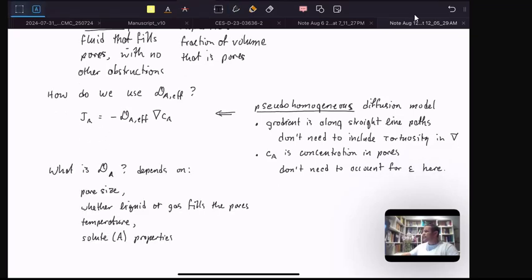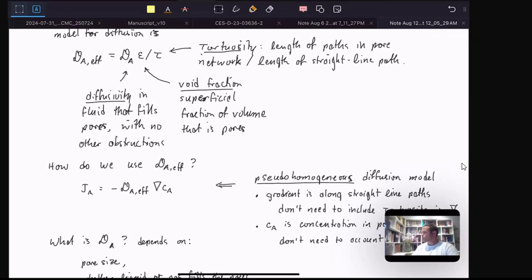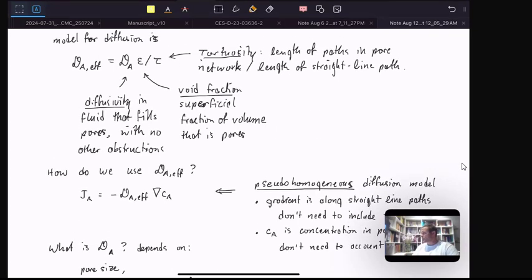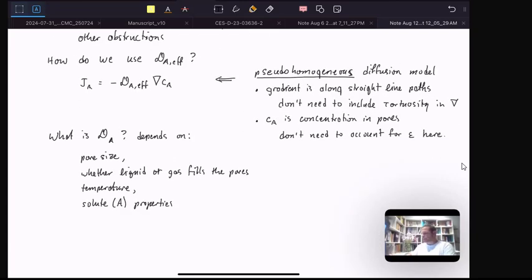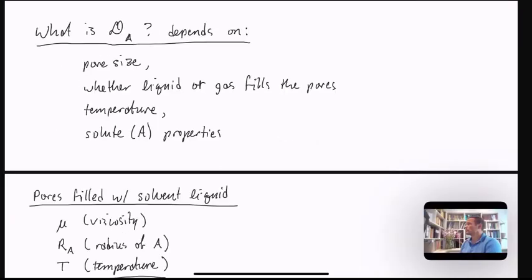Okay, well, what is this diffusivity D_A? Recall that we needed to know the diffusivity of species A in the fluid that fills the pores. And that D_A is going to depend on the pore size. It's going to depend on whether a liquid or gas fills the pores. It's going to depend on some obvious things like temperature and the properties of species A. All right, how big are these diffusivities that we've been talking about?